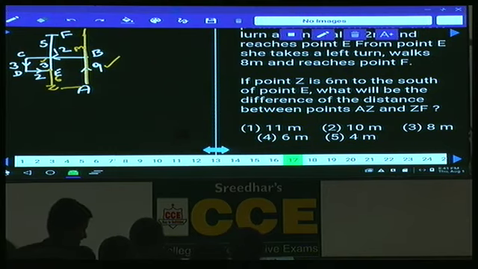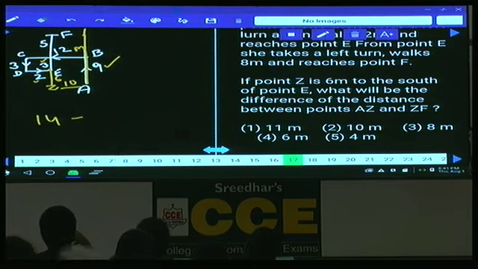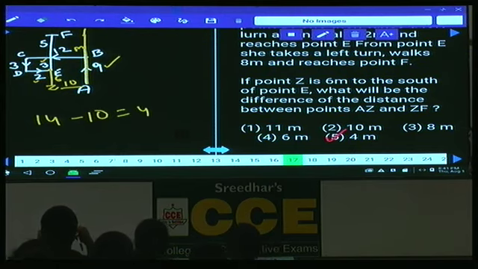Here the distance is so much. How much? 10. Now this is 2. Now the total is 12 and this is 10. A and Z is 10, and Z and F, what is the distance? Now this is Z and F, this is 9 and the distance is 9 plus 5 is 14. Here the distance is 10, and 14 minus 10, that is 4, choice 5. Done with this? Choice 5 is the answer.